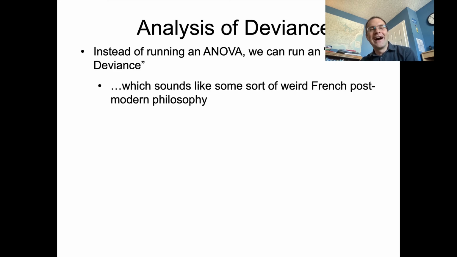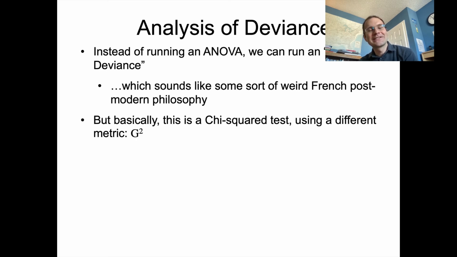I mentioned this a second ago, but instead of running an analysis of variance, we can run what's called an analysis of deviance, which to me sounds a bit like some sort of weird French postmodern philosophy. So we're not going to go there. It's not that kind of deviance. It's more about how our observed data deviates from what you might expect out of a model of the data. I'll show you how to do this in R. It's relatively straightforward in terms of the commands. Figuring out what it means takes a little more time.